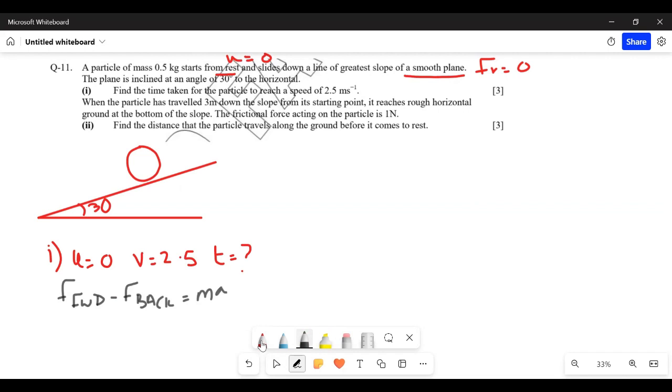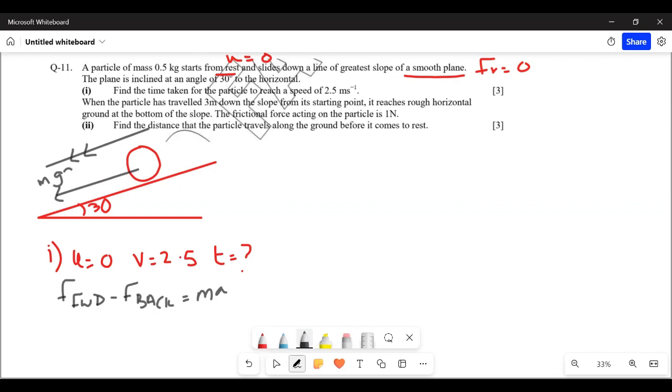Okay. The particle is going downwards. In this direction, we have the component of the weight, which is always mg sine theta. In this direction, we always have the other component of weight, which is mg cos theta. In this direction, we always have the normal contact force R. And do we have any backward force? No, because the friction is 0, so there's no force in this direction.